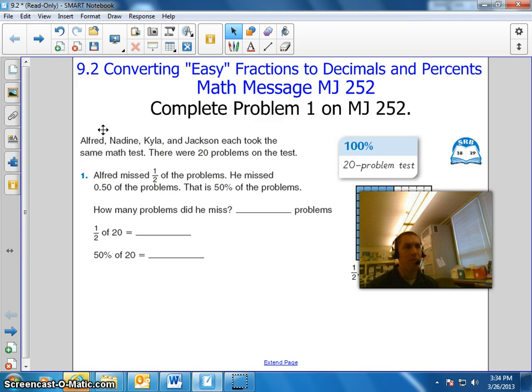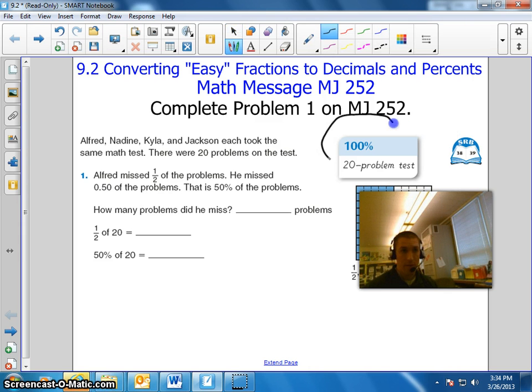So let's start with this problem here. Alfred, Nadine, Kayla, and Jackson each took the same math test. There were 20 problems on the test, so 100% would be getting all 20 right. If Alfred missed half the problems, he missed 50 hundredths of the problems, and that's 50% of the problems.